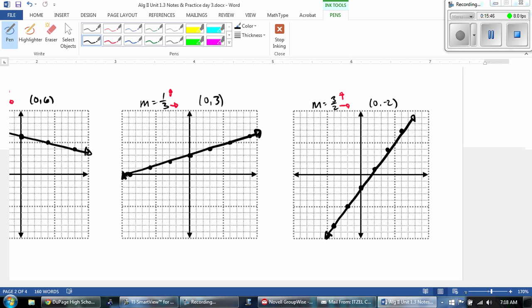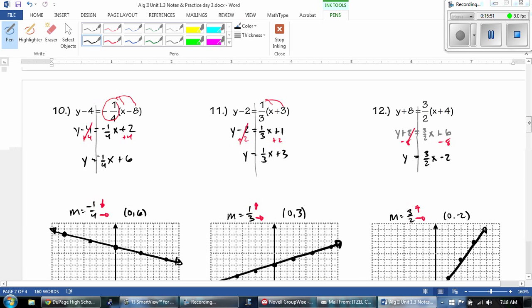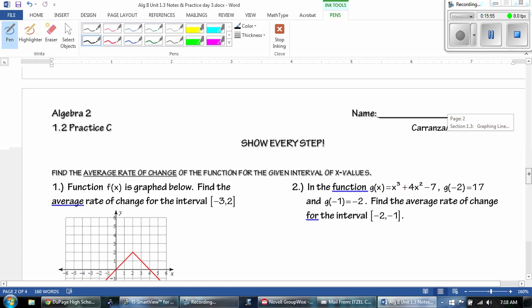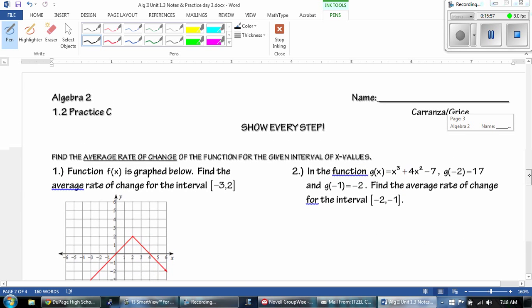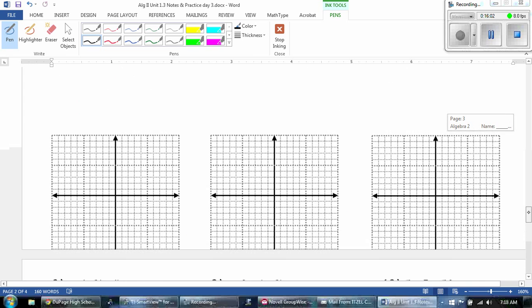Alright guys, well that is it for Algebra 2, Unit 1.3 Notes, Day 3. Now your homework is 1.3 Practice C.